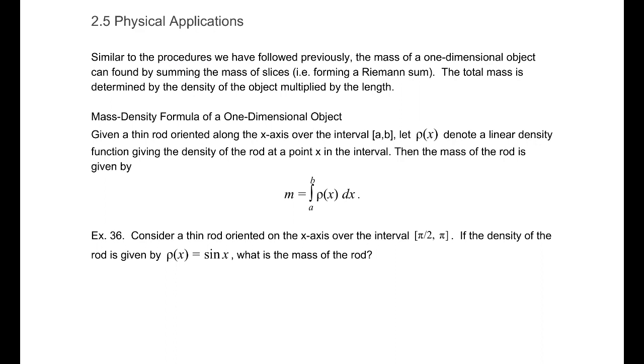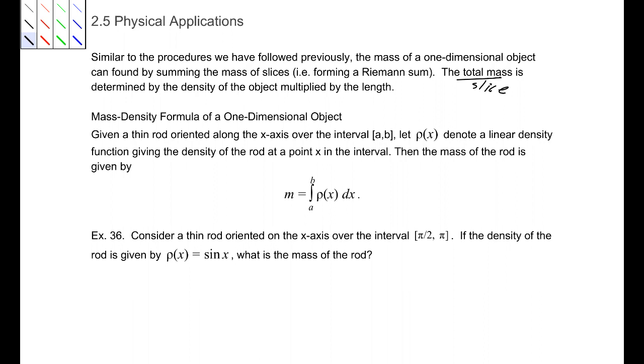So the total mass is determined by the density of the object multiplied by the length. That's going to be for our slice. So I have total mass here, but really you can think of that as how we're going to find the slice itself. Alright, so, the mass density formula of a one-dimensional object.